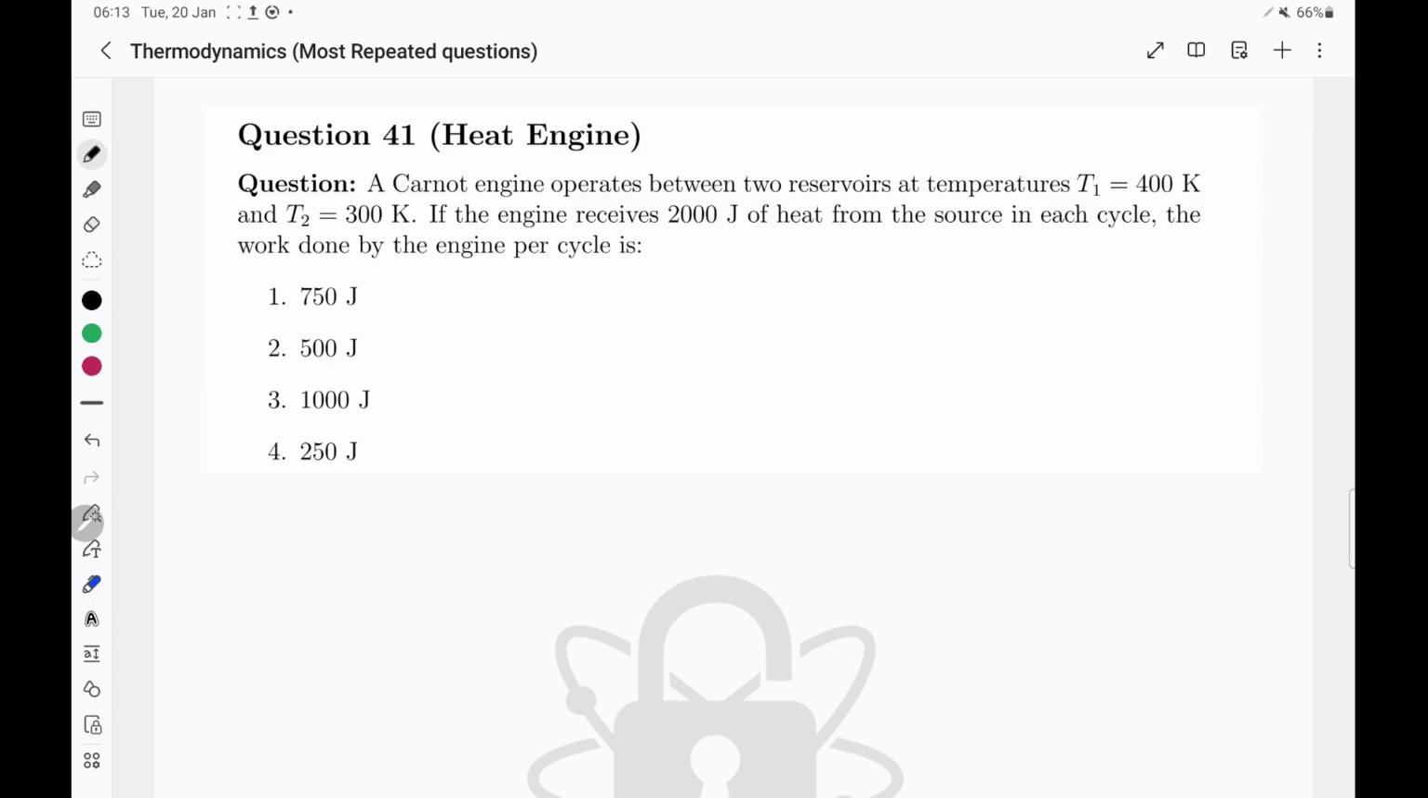A Carnot engine operates between two reservoirs at temperatures T1 equal to 400 Kelvin and T2 is equal to 300 Kelvin. If the engine receives 2000 joules of heat from the source in each cycle, the work done by the engine per cycle is.